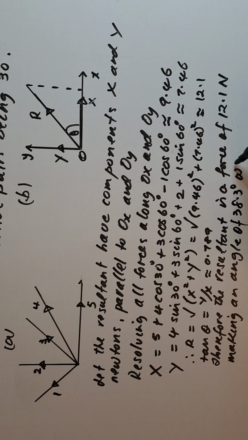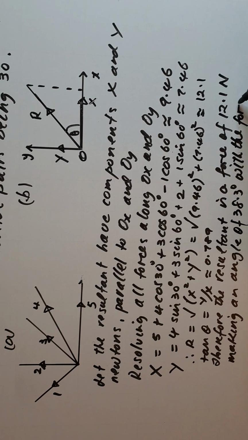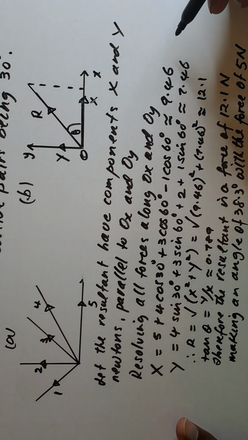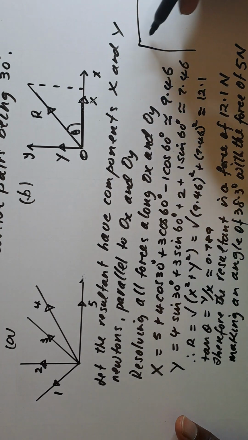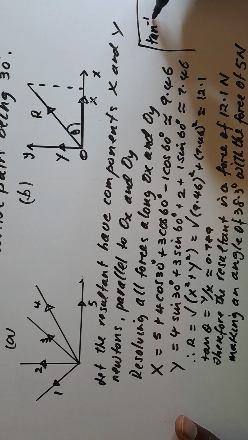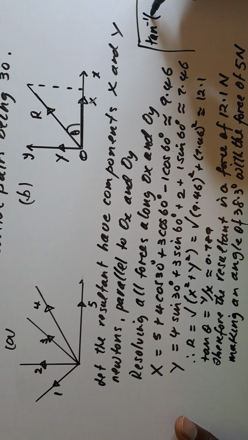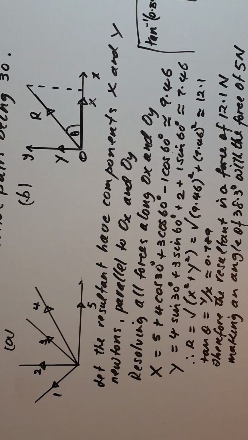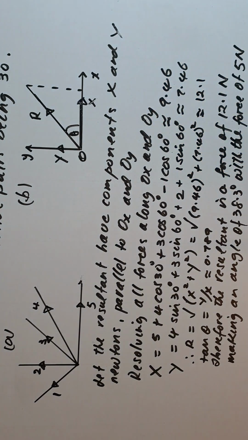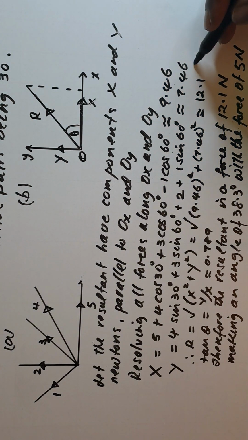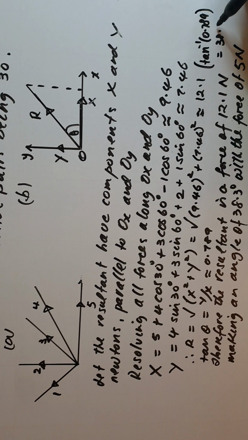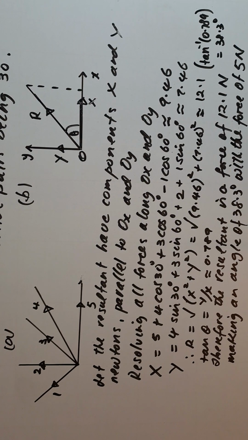With the force of 5 newtons. I can just write here in a little box, tan inverse of 0.789 is equal to 38.3. And there we have it.